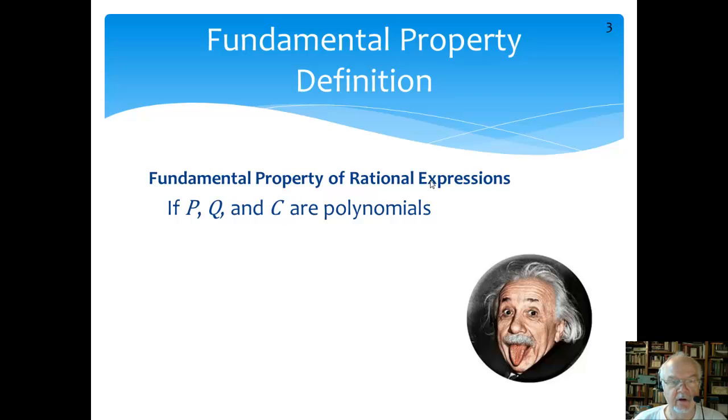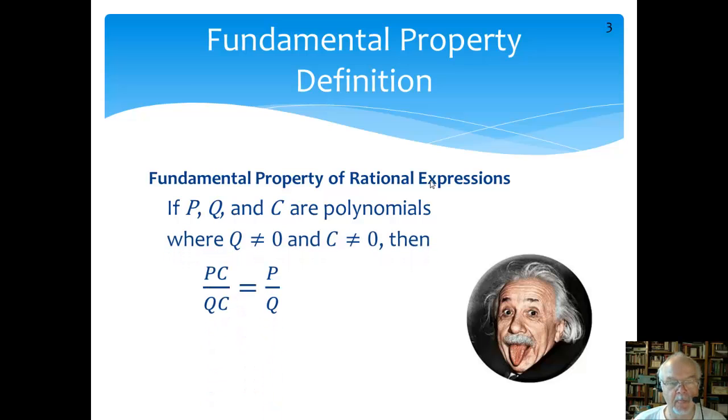If we have P, Q, and C that are polynomials, and Q is not equal to 0 and C is not equal to 0, then P times C over Q times C is the same as P over Q. Well, that's kind of obvious because C over C, we have something, we don't know what it is, but it's divided by itself. Anything divided by itself is 1, and 1 times anything is going to be 1.